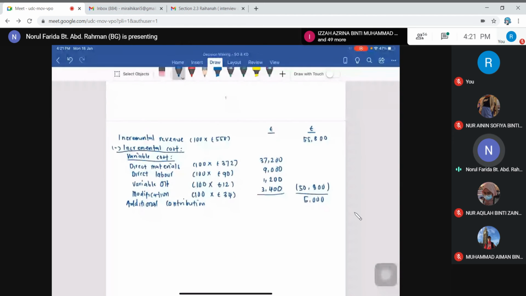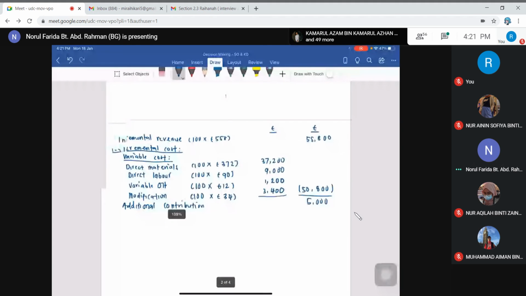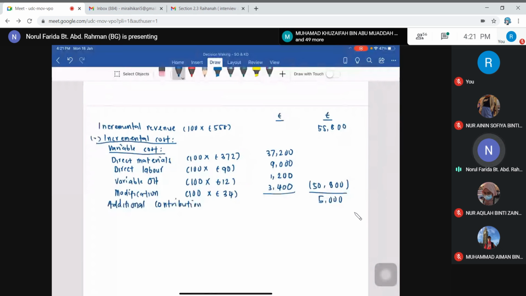Next, you will minus your fixed cost. If the fixed cost is relevant, remember the concept of relevant and irrelevant cost still applies. If the fixed cost is relevant to this order, then you have to calculate it. But if that fixed cost is irrelevant, then you don't have to include it. Maybe there is a fixed cost, maybe not.